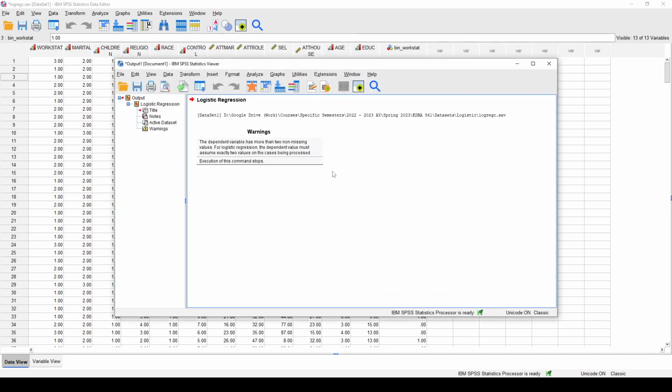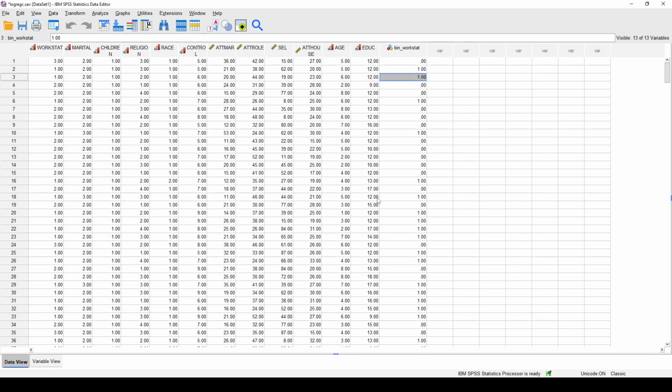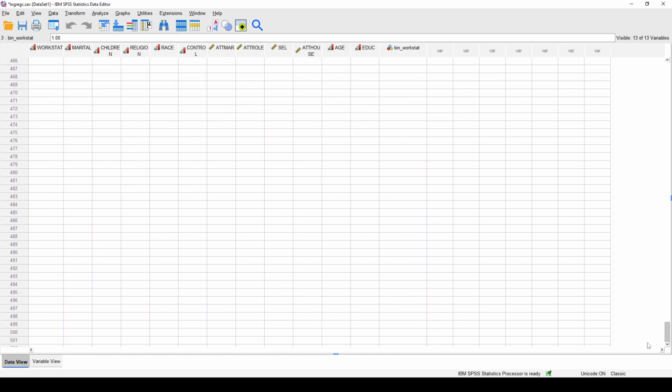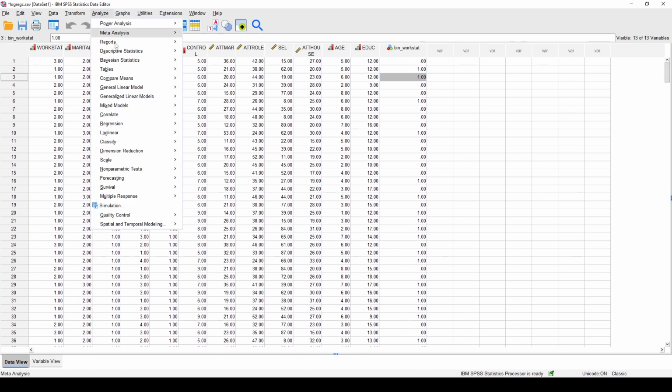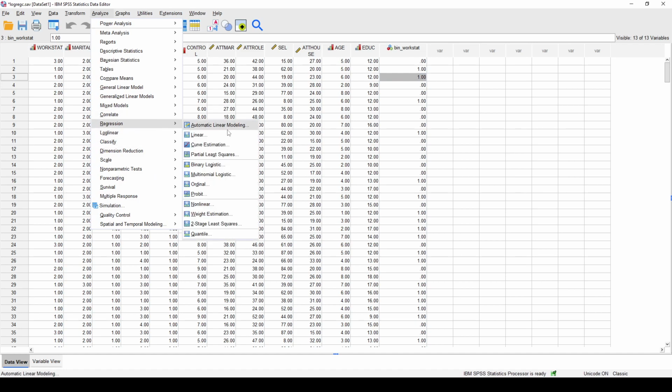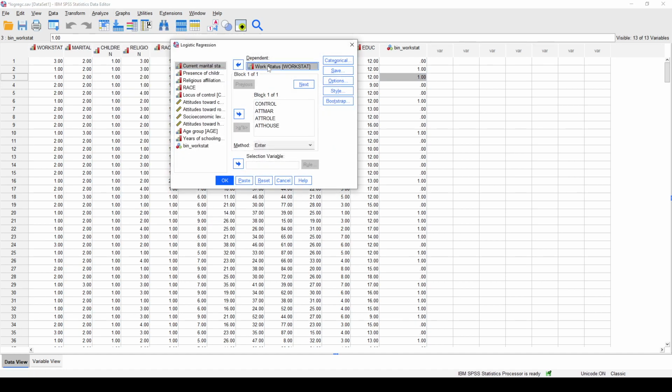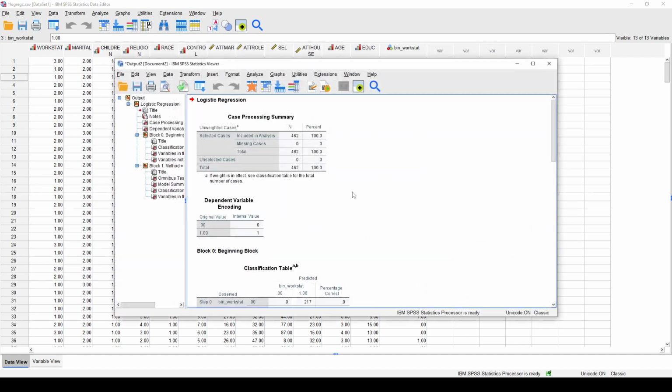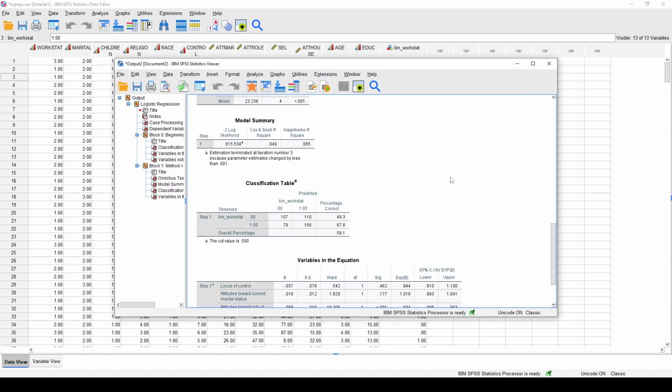Okay, cool. Dependent variable has more than 2 non-missing values. Weird. Well, let's try that again. Binary logistic, dependent variable, work status. Oh, I see. I used the original work status instead of the binary work status. That's my bad. I'm not going to edit that out. Y'all can see that happens sometimes. I need the binary version for binary logistic regression is what that's yelling at me about.